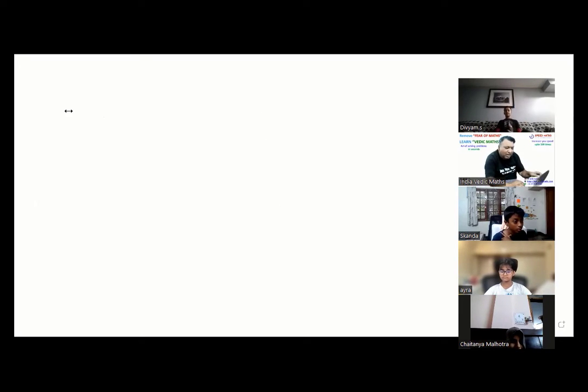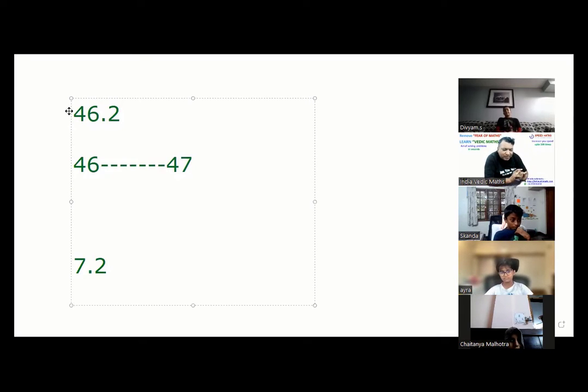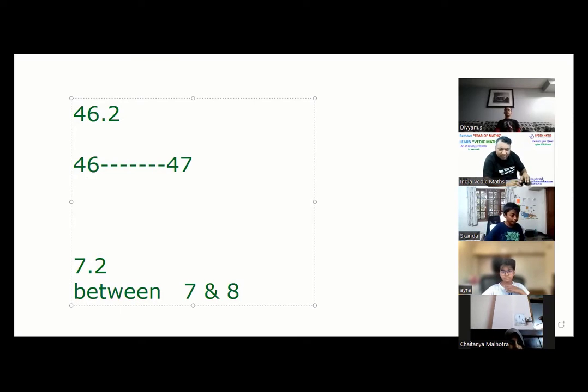Panash, are you there? Panash, if I say 46.2, which whole numbers does it lie between? 46 and 47. Skanda, if I say 7.2, which numbers does it lie between? Between 7 and 8, sir. Between 7 and 8. Is everybody clear?